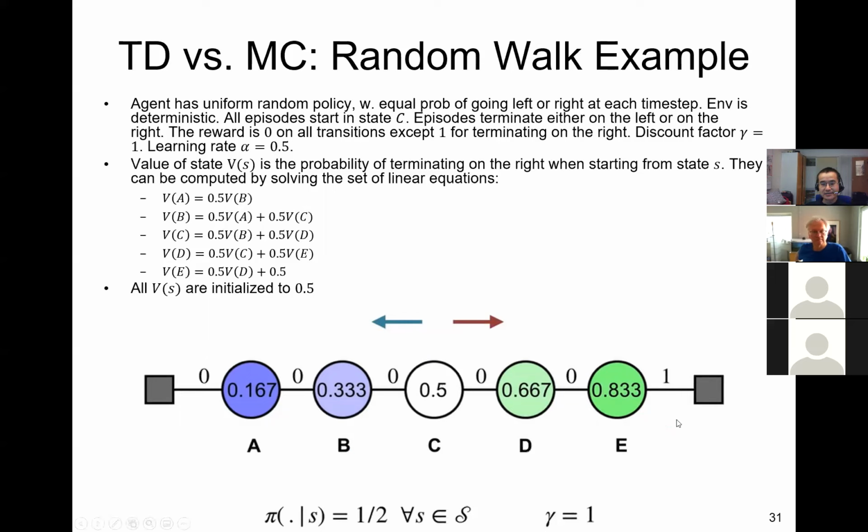So that's a good state. Discount factor gamma is 1, learning rate alpha is 0.5. So the value of each state is the probability of terminating on the right when starting from state S, based on the definition, because the only reward you get is 1 for exiting on the right.